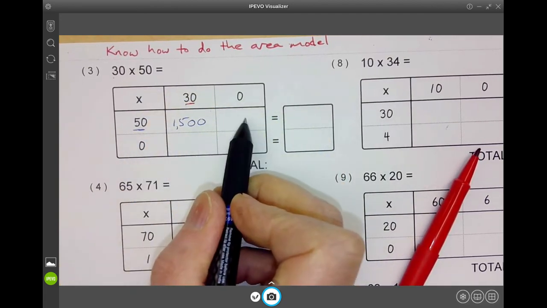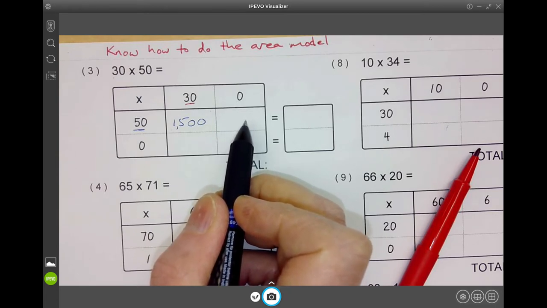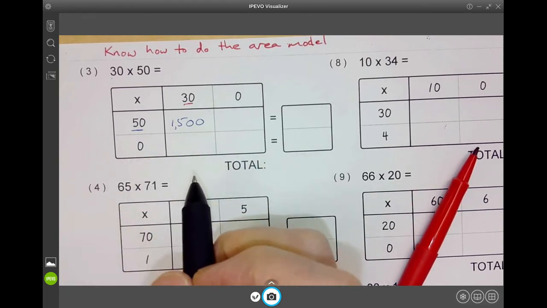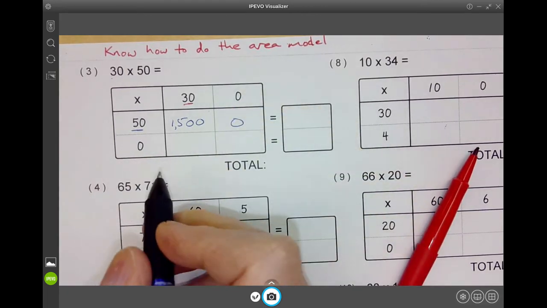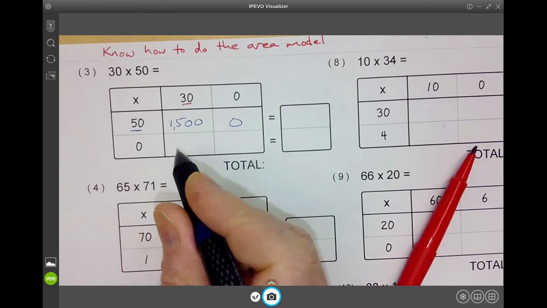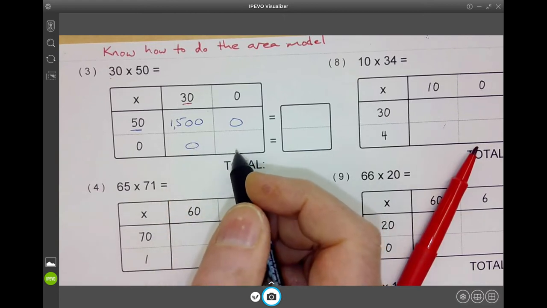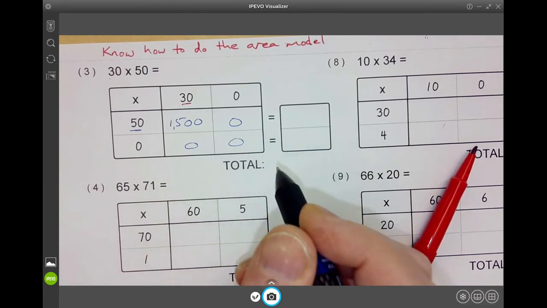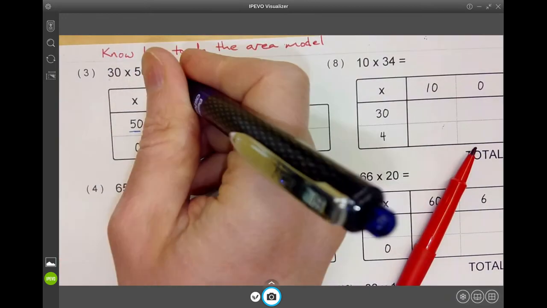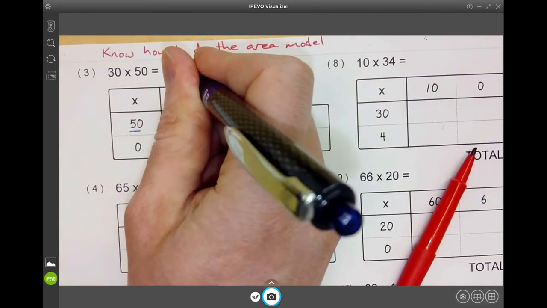What is 50 times 0? Well, 50 groups of nothing is still nothing. Or you could say 0 groups of 50 is 0. And guess what? 30 groups of 0 is 0. And 0 groups of 0 is 0. We've got our answer right there. It's 1,500.